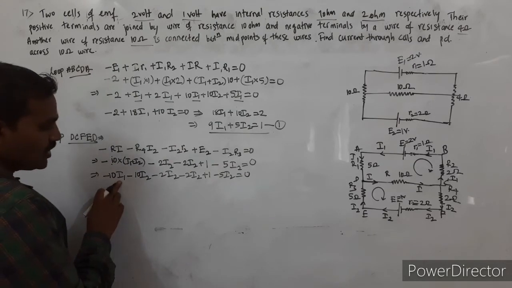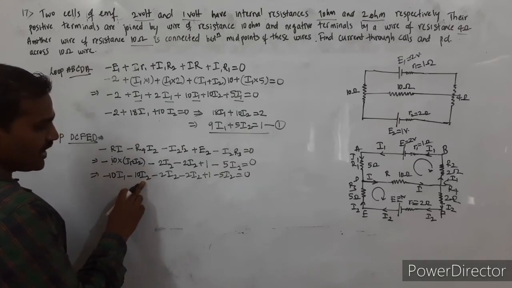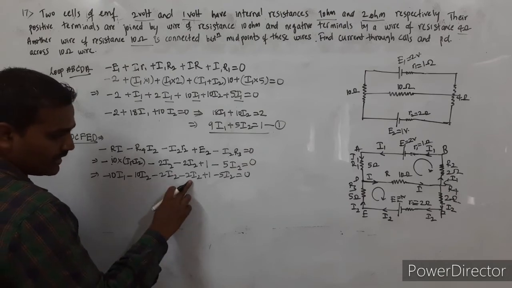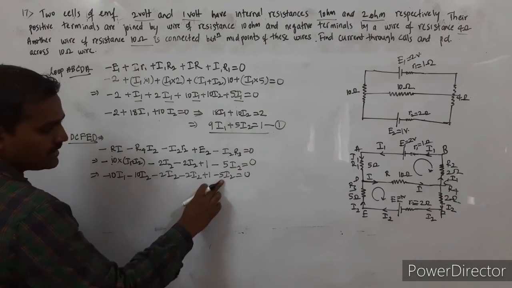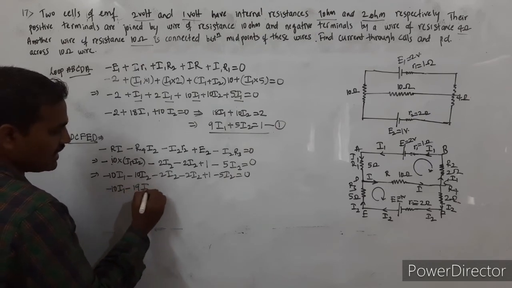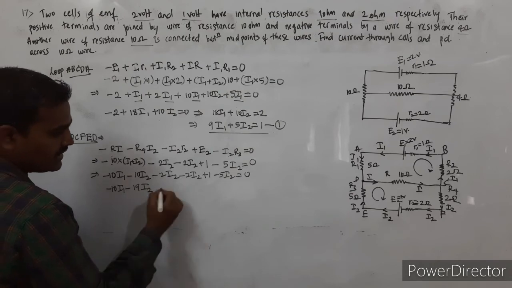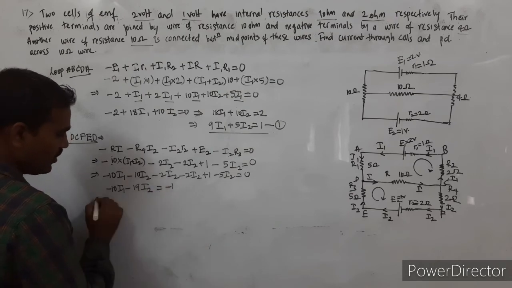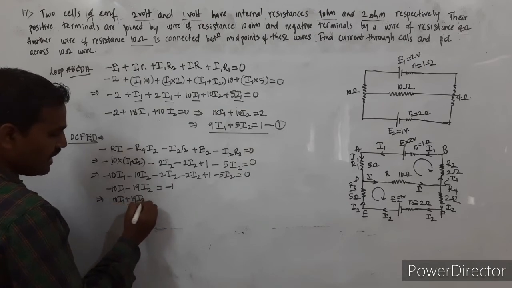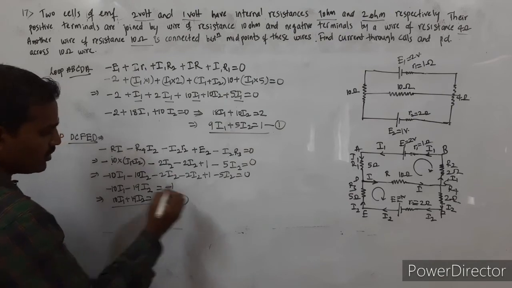So I have I1, only one term is there. The coefficient of I2 is minus 10 minus 2 minus 12 minus 14, minus 14 minus 19. Minus 10 I1 minus 19 I2, that is equal to what? Minus 1. Or I can write 10 I1 plus 19 I2 is equal to what? 1. Let this be equation number 2.